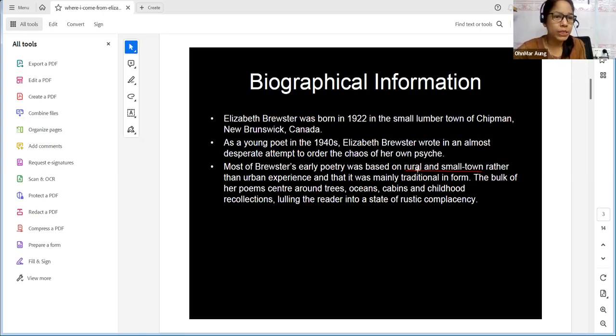Rural means countryside. And urban experience, so the difference between urban and rural: urban means city. She comes from a small town or maybe a countryside. She doesn't write about the urban experience a lot. So it's quite mainly traditional in form. So that's all.